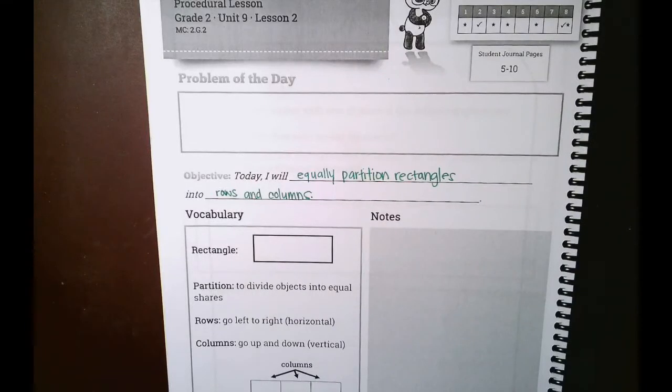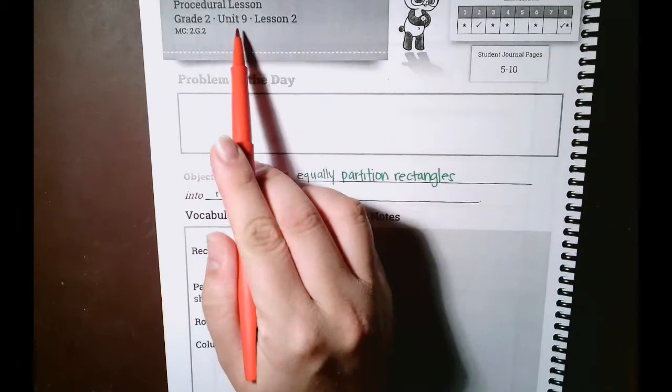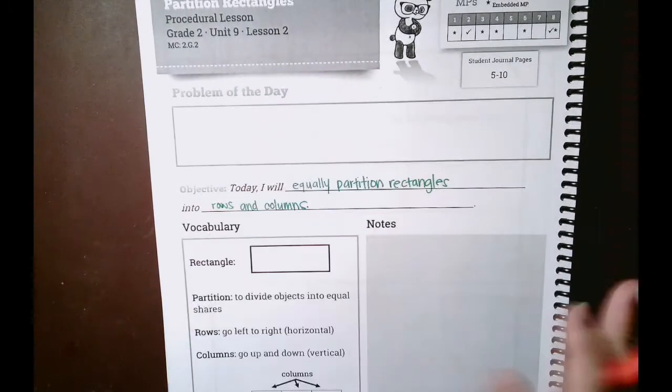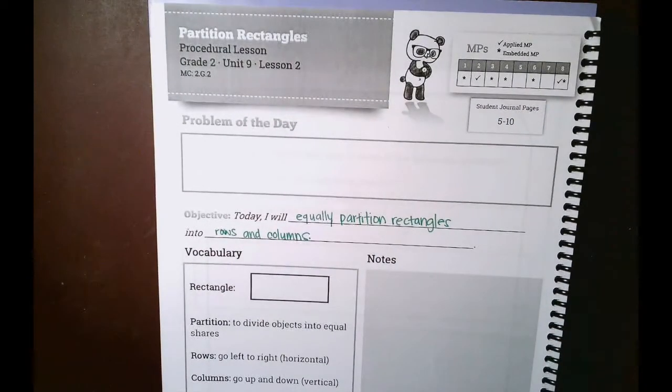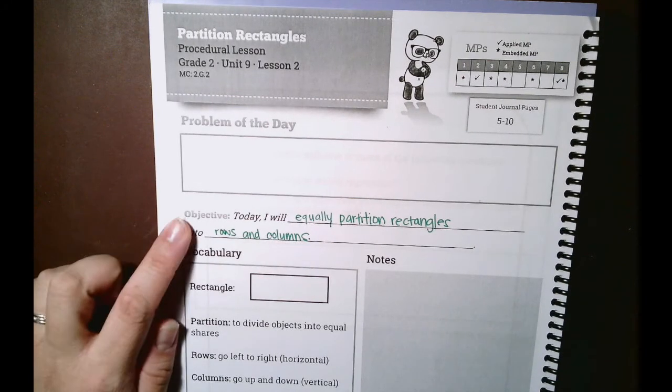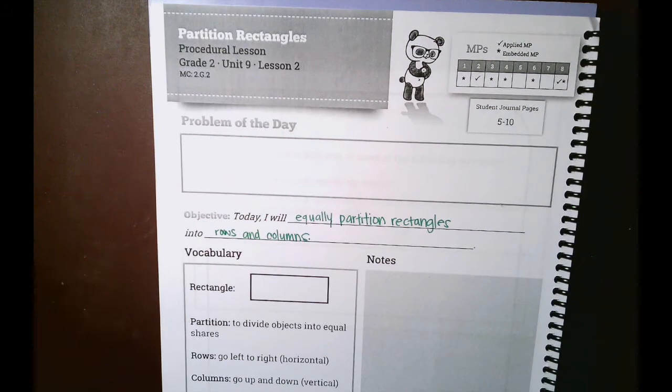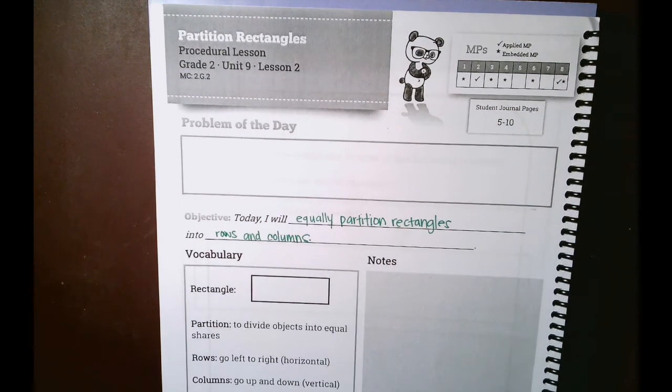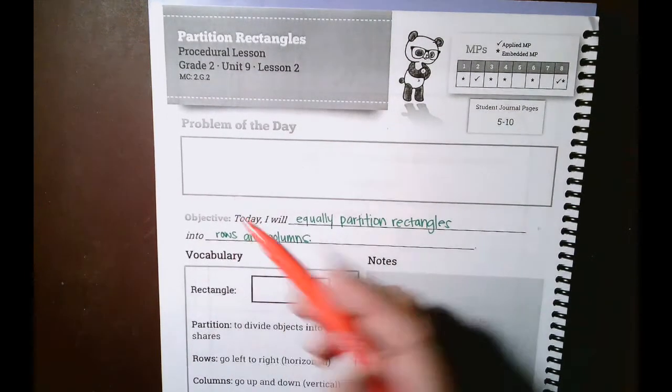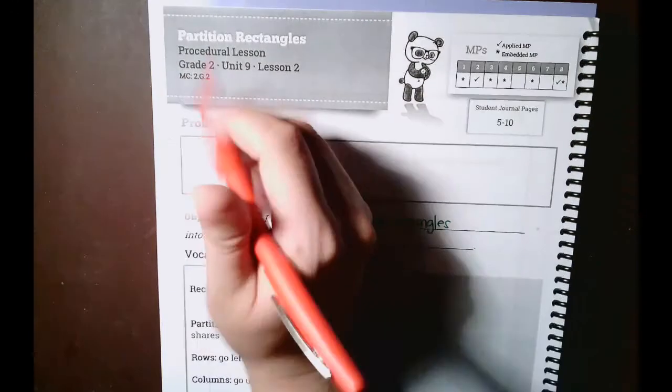All right, boys and girls, today for our math lesson, we're going to be doing Unit 9, Lesson 2, Partition Rectangles. This is the second part to the lesson that we just did yesterday. Same concept, same objective, just extra practice. First up, we have problem of the day, and I will be writing in red because I do not want you to write this down.